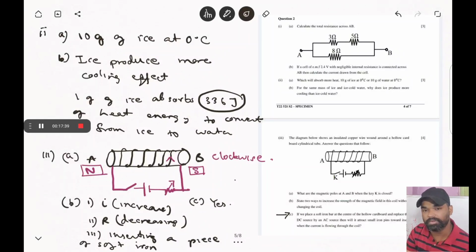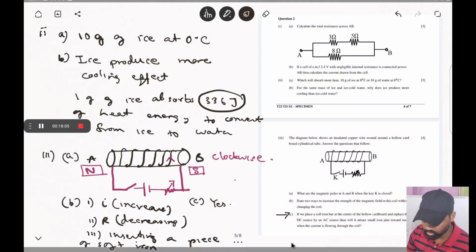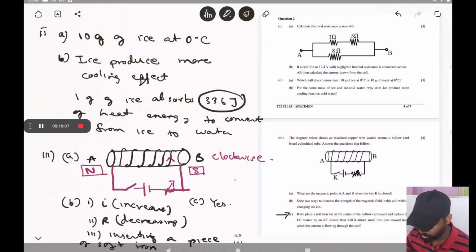Due to AC current, the polarity will keep on changing. There's just one change between DC and AC. In DC current, the polarity remains fixed. But in AC current, the polarity keeps on changing continuously. But it can still attract iron, okay? Though the polarity changes, remember that. So this was number 2.